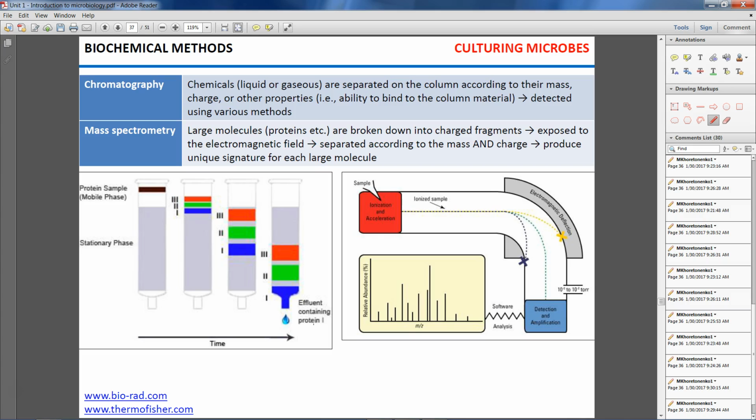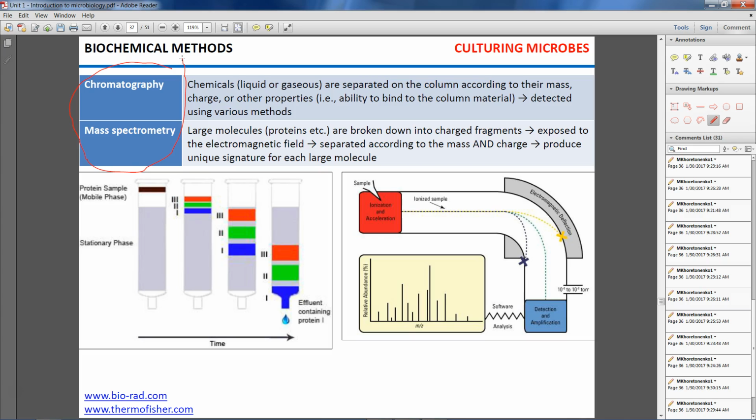Biochemical methods. Well, when we say biochemistry, we usually talk about biological molecules, right? And in this case, the two methods we're going to talk about, chromatography and mass spectrometry, are more about physics. And I know that just one word, physics, usually causes students to just drop dead in the classroom. Well, let me put it this way.